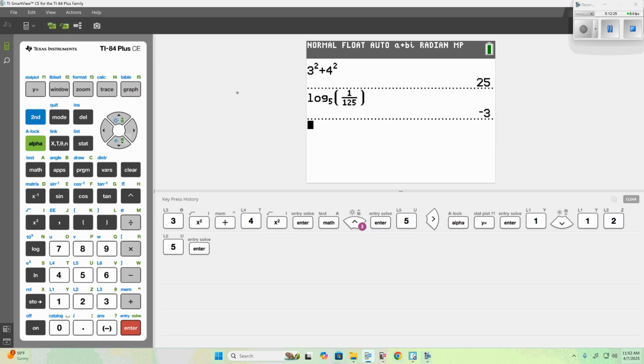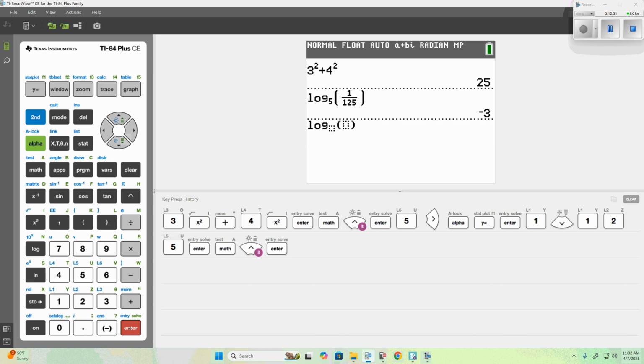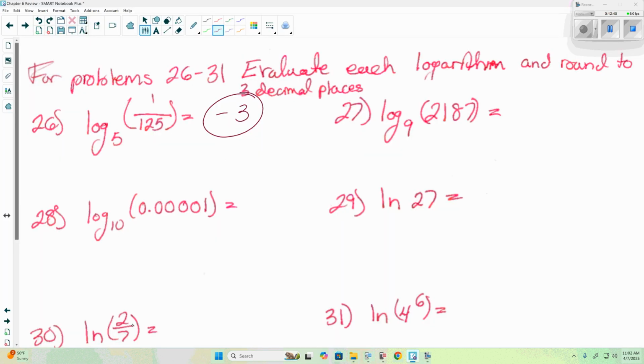So in the graphing calculator, we'd hit what first? Math, and then scroll up or down to log base 9 of 2,187. Questions on that one there.